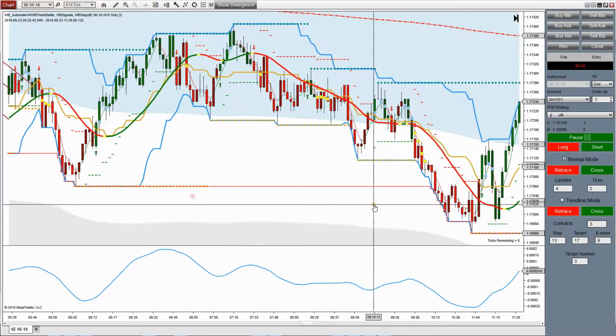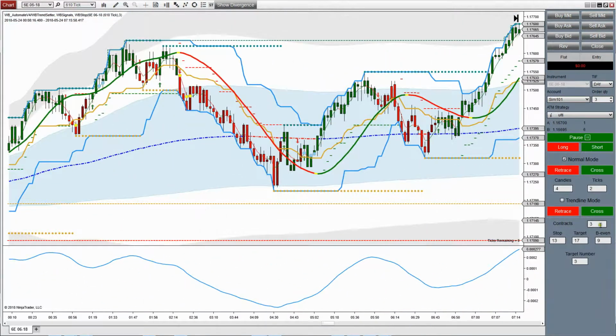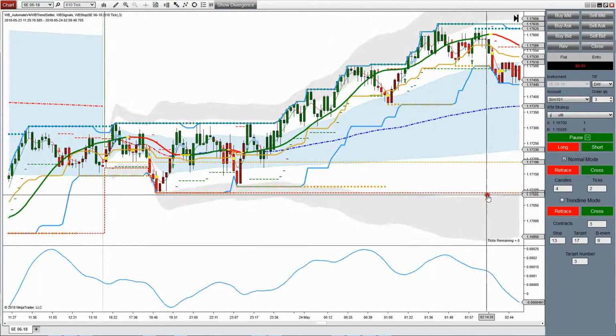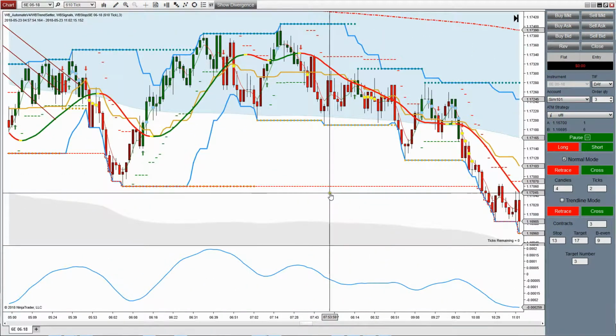So there's a lot of flexibility within the system. You can set up the number of contracts, you can set up the number of stop you're ready to take, you can set a target, you can set when you want to break even the trade by moving the stop up once it has reached a certain number of ticks. You can even set up the number of targets.